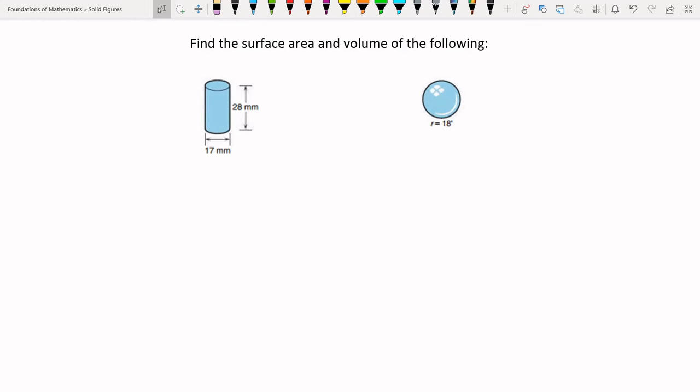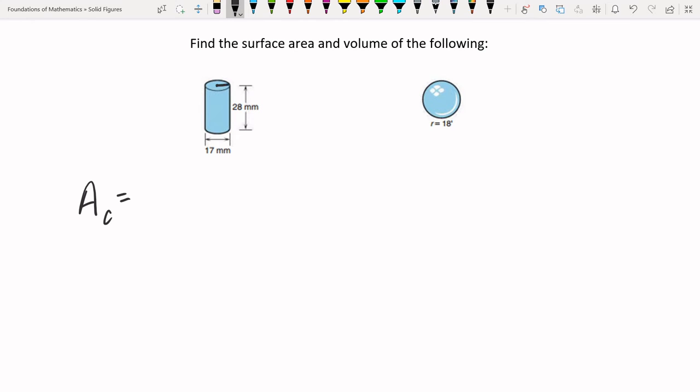All right, here I have a cylinder and a sphere. You can see with the sphere we have the reflections and the lights showing you that it's three-dimensional rather than a circle. Okay, for the cylinder, we have the base circles. We need to find the area of them for the surface area, right? The area of the circle for the cylinder: we need to have pi times the radius squared.